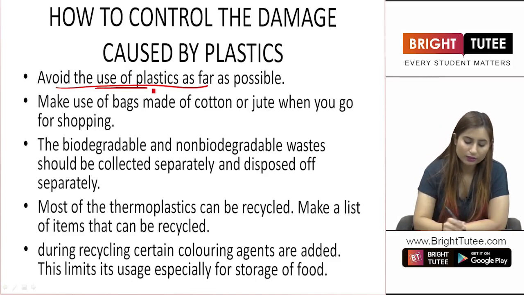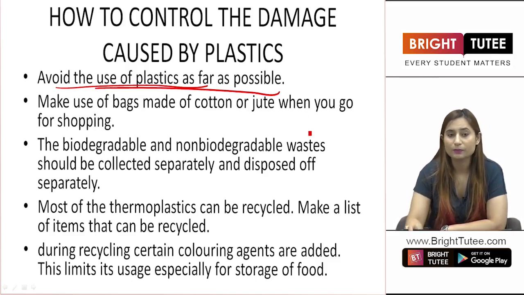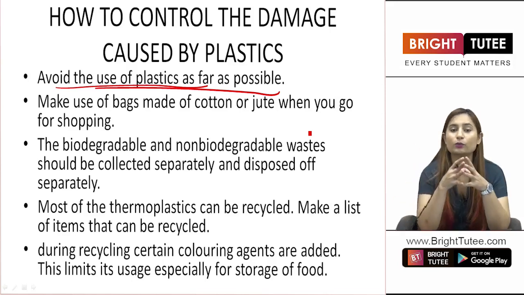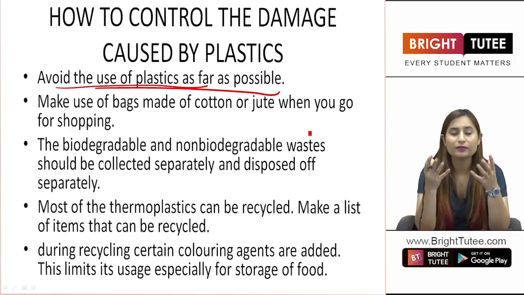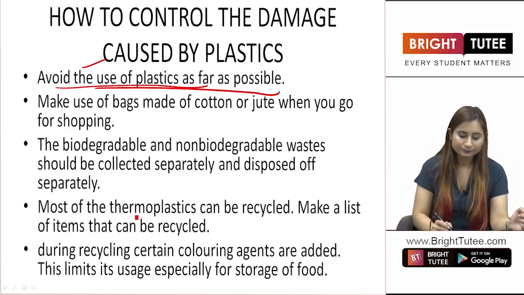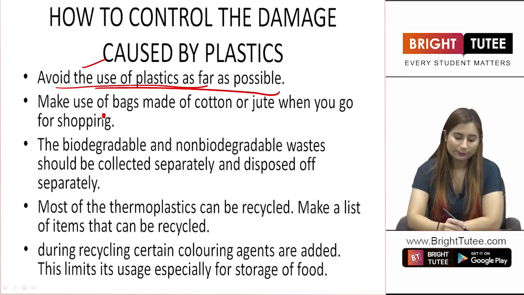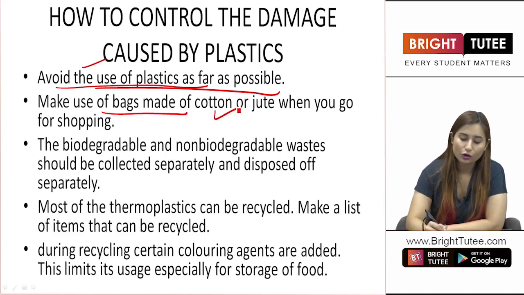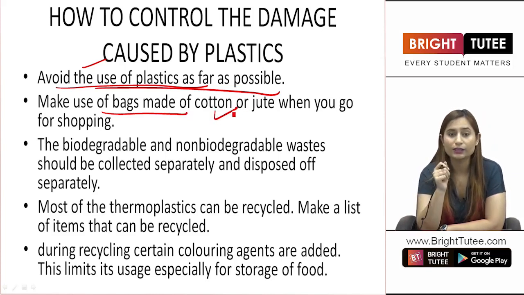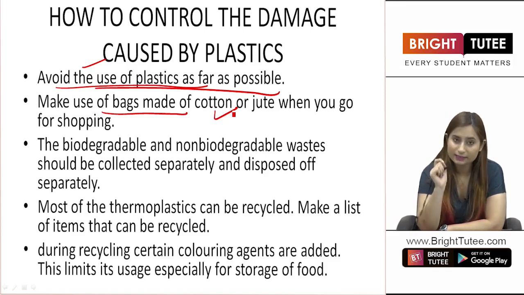We have to avoid the use of plastics as far as possible because we are creating more and more plastic and we are just generating more and more waste because we cannot dispose of it. So we have to avoid the use of plastics as far as possible. We also have to make use of bags made of cotton. For example, you are going grocery shopping. You must carry a bag with you. It may be a cotton bag or a jute bag. It should not be a poly bag. It may be a paper bag as well. But it should not be a poly bag because it is a plastic.